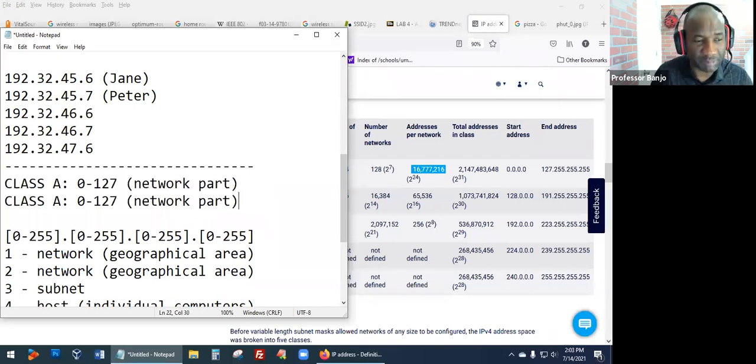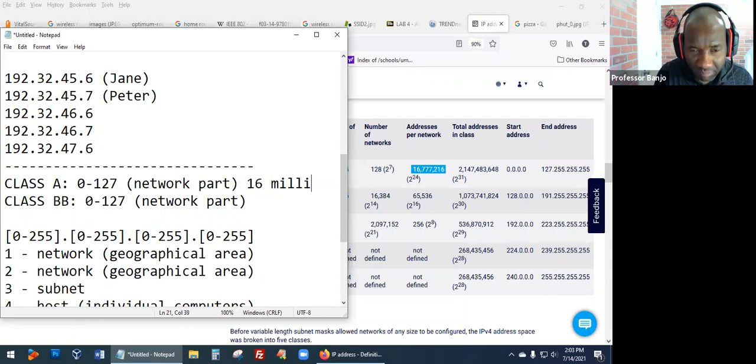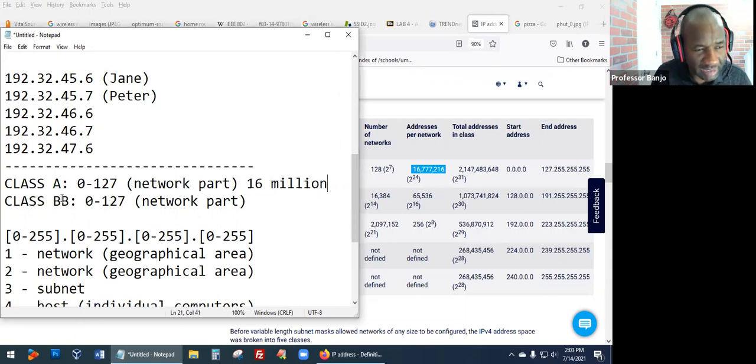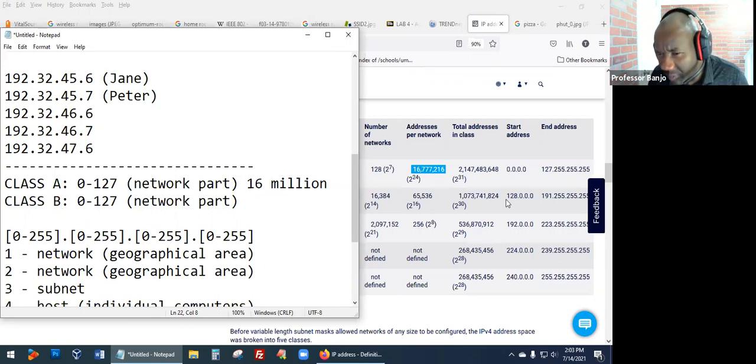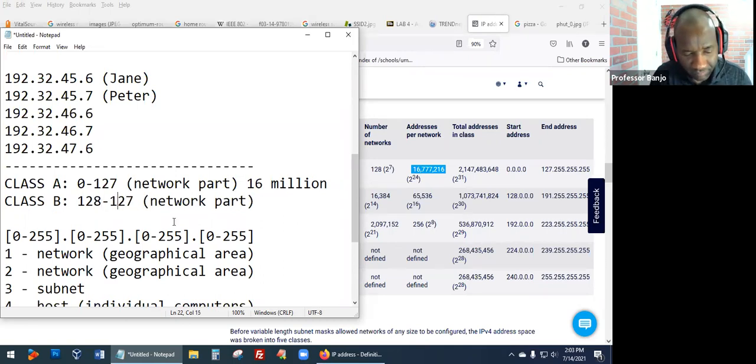The next class is class B. Class B goes from 128 to 191, and that gives you about 65,000 computers. That's for large organizations, not as big as the government, but universities and large companies will most probably have class B IP addresses.